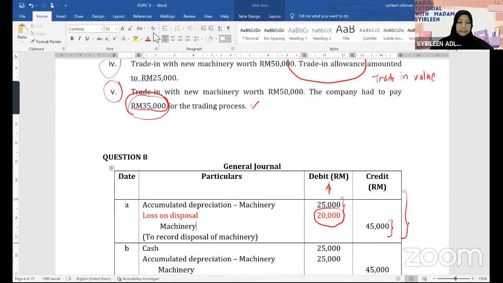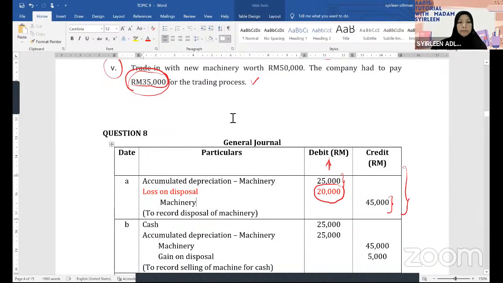So saya nak balancekan nilai debit dengan nilai kredit. So the amount yang kurang tu adalah nilai di sebelah debit 20,000. So di sebelah debit that means you are getting loss on disposal. Okay, itu ialah untuk A. Alright, okay, kita tengok B.